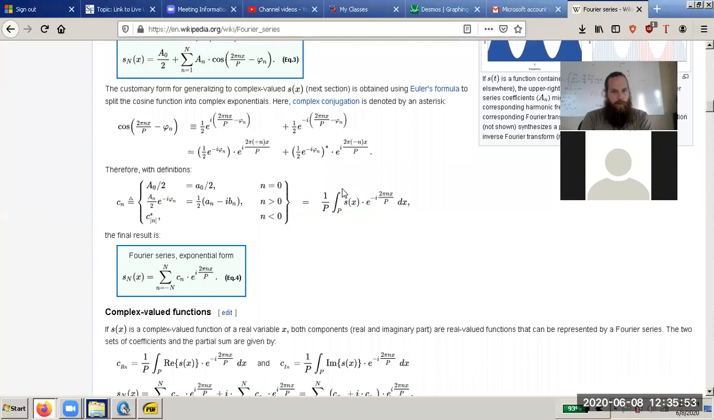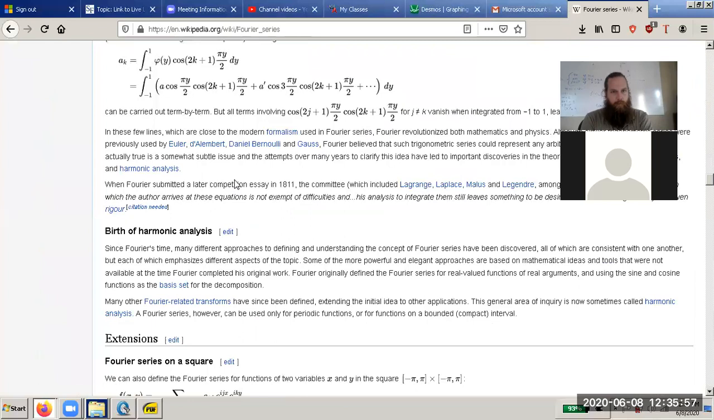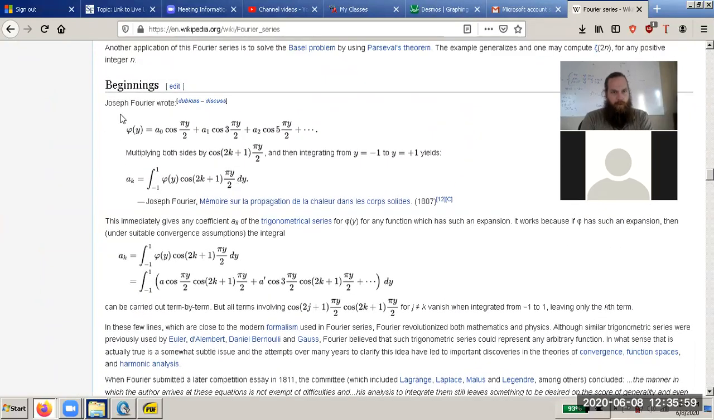The orthogonality relation. All right, this is the good stuff right here.